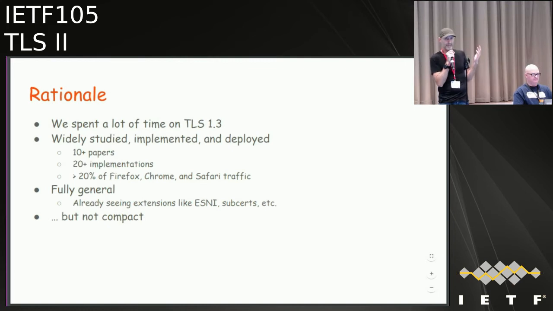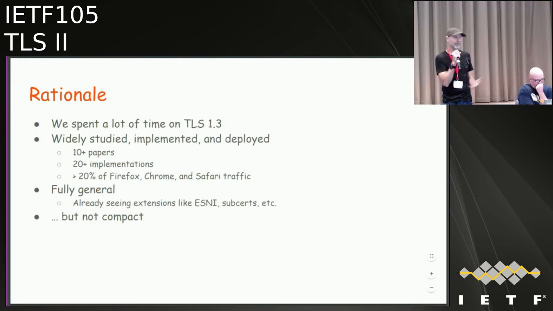So the question is, you want a compact key exchange, what do you do? We spent an enormous amount of time on 1.3 getting it right, or at least as right as we know how to get. It's got mixed community study, we have all these papers, we have a lot of implementations. It's already a pretty large fraction of traffic from browsers, and we're seeing increased deployment in other places as well.